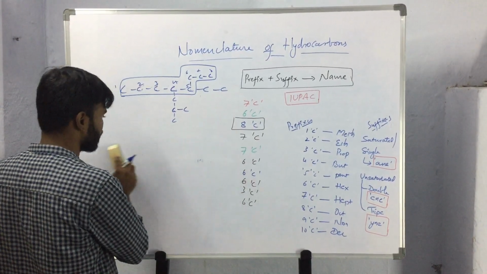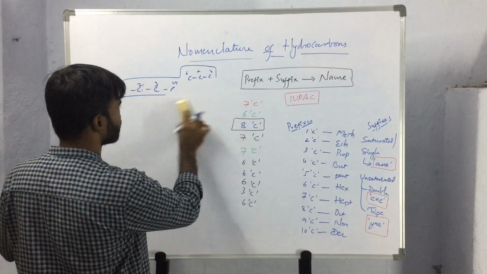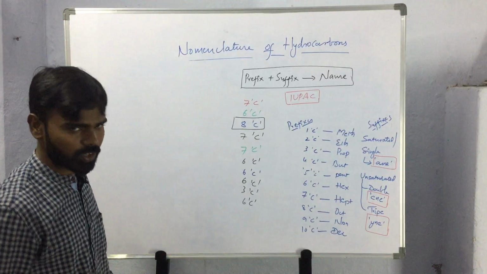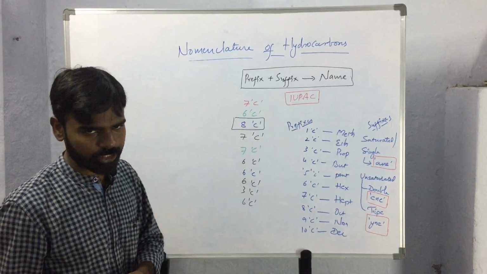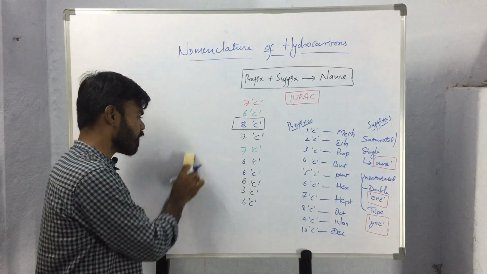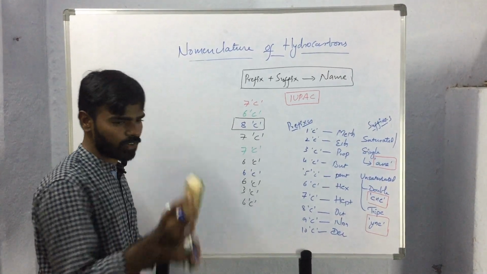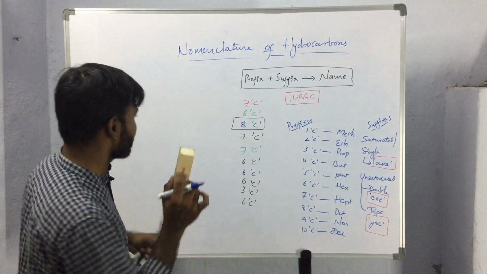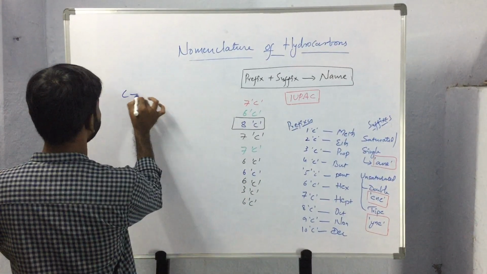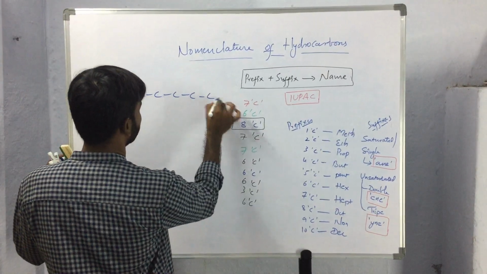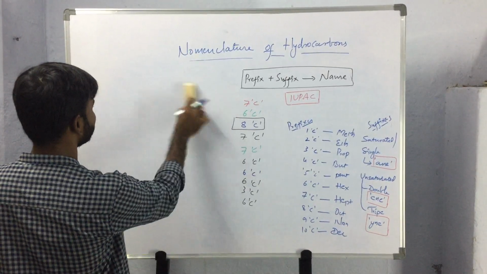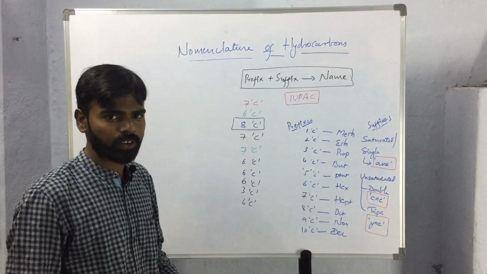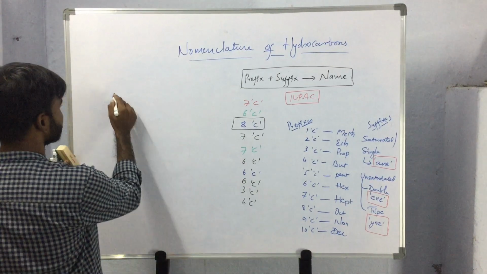So this is about the nomenclature of saturated hydrocarbons, whether they are branched or unbranched. And we have seen the nomenclature of unsaturated straight chain hydrocarbons. Now, how to name the unsaturated branched chain hydrocarbons? So here, unsaturated branched chain hydrocarbons are of two kinds.